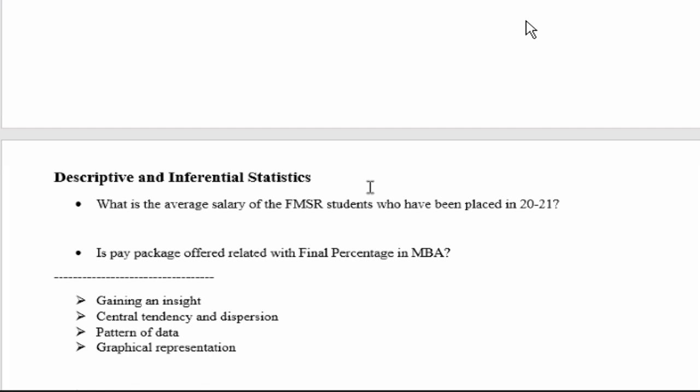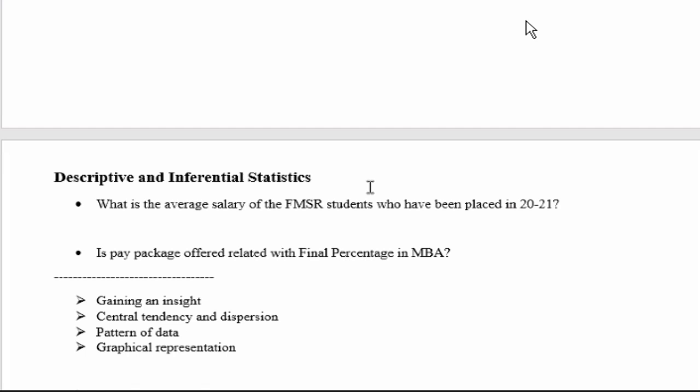What we do is what is called hypothesis testing. There, we formulate some hypothesis and then analyze using some statistical method to find out whether pay package is related with your overall performance in MBA, or we can find out the answer to the question that pay package is positively related with the percentage or the marks which you have obtained, or the higher the score, the better will be the pay package, and so on, in different forms.